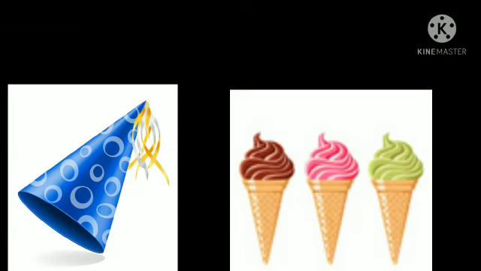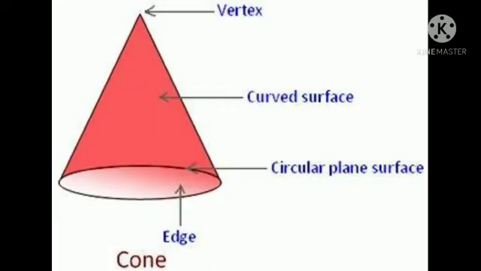Can you identify which 3D figure this example is? Yes, this is known as a cone. Yes, a cone is also a 3D figure, children, in which it has 1 vertex, 1 curved surface, 1 circular plane surface and 1 edge.